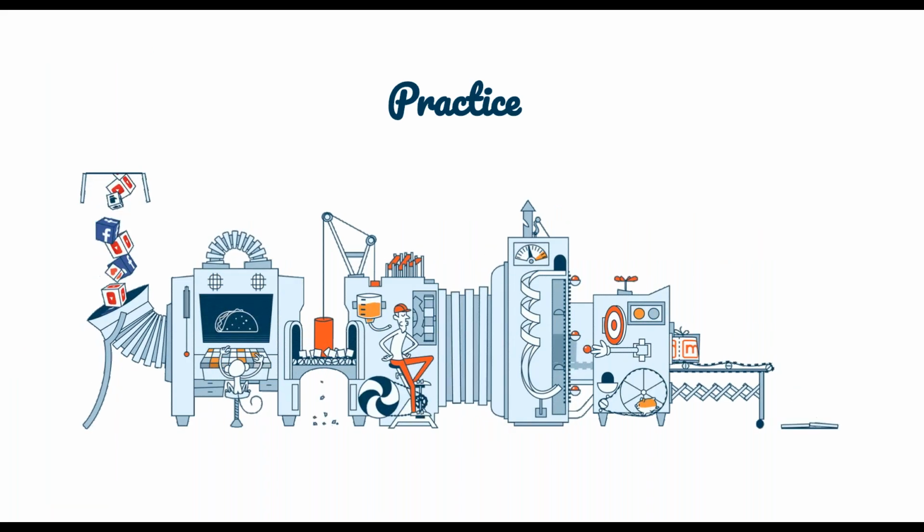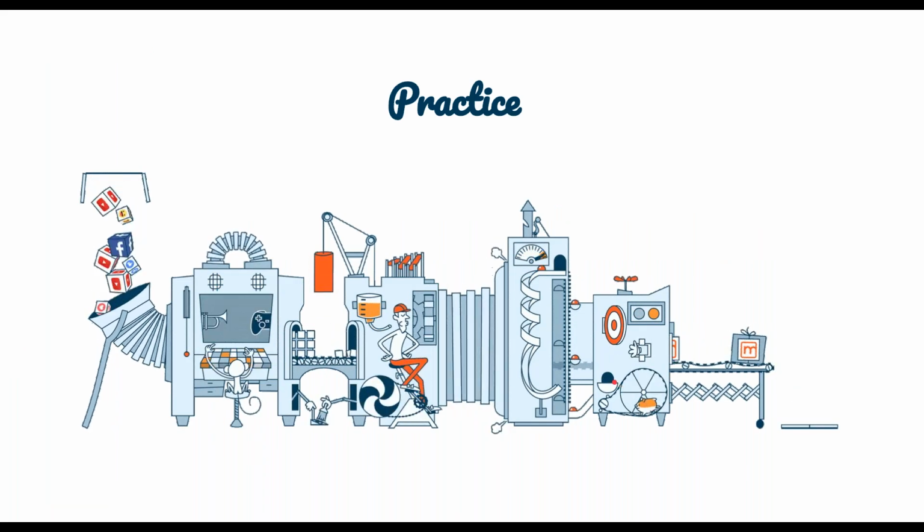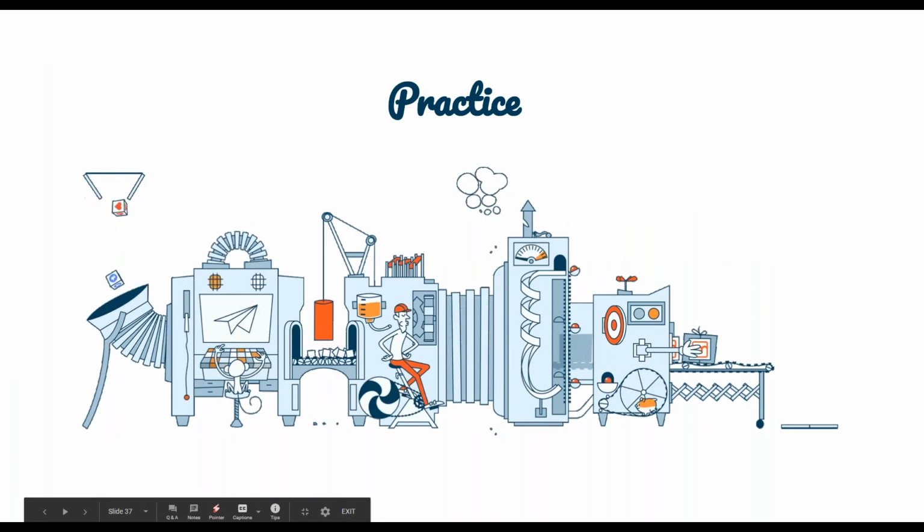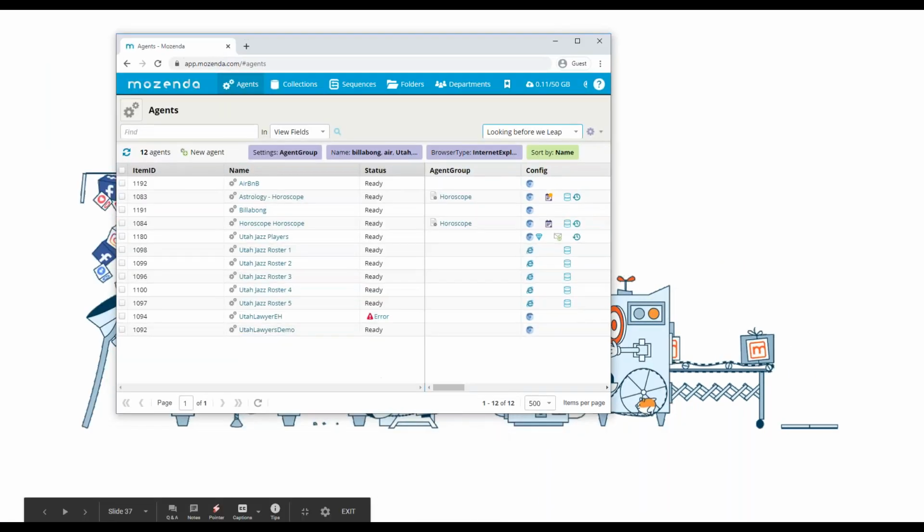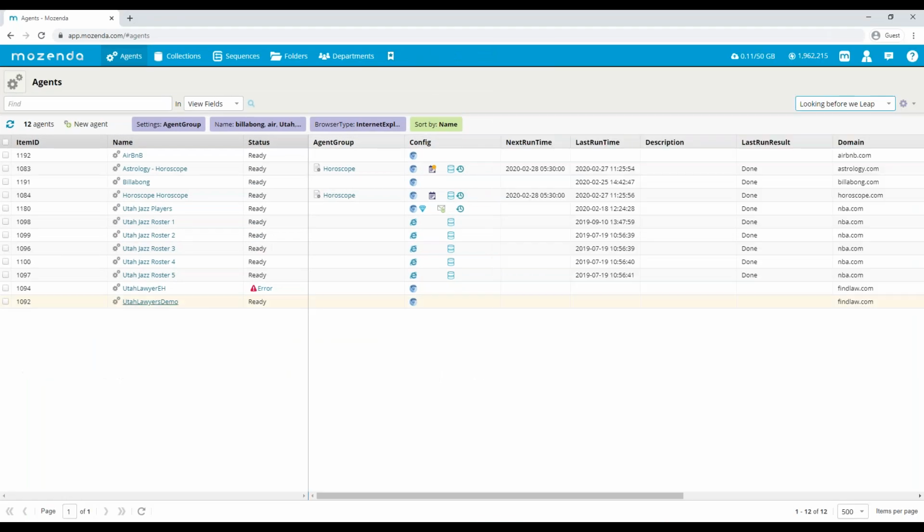So we're going to practice this a little bit as it comes to identifying the errors in our agents and then troubleshooting them specifically. This has hit an error, so I'm going to open this agent specifically.